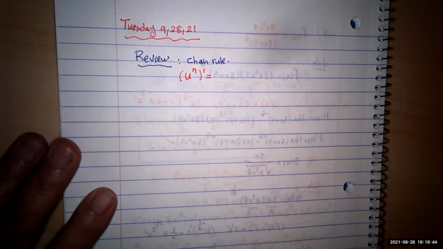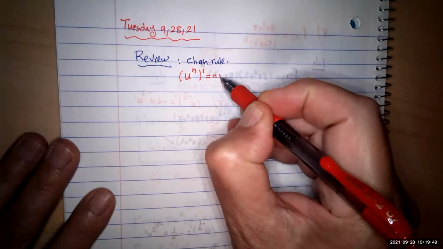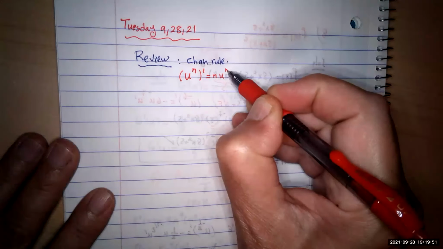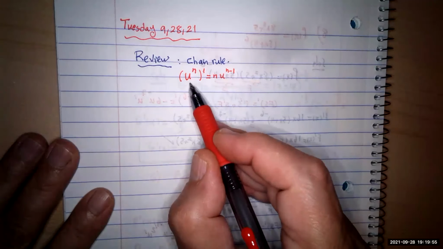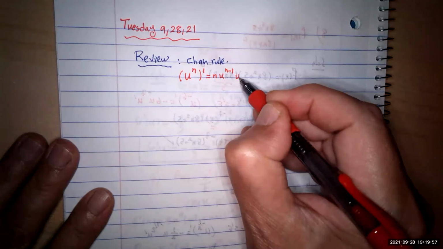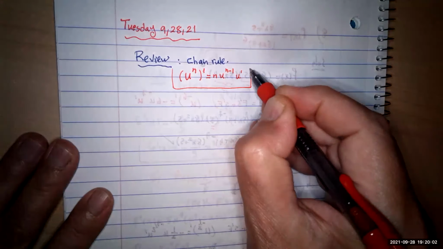So we do the power first. You know that the derivative of the power would be n u to the n minus 1. That is the action of the power for differentiation. But since this is not x, this is u, you have to multiply by u prime. Okay, so that's the chain rule formula that you're going to have.